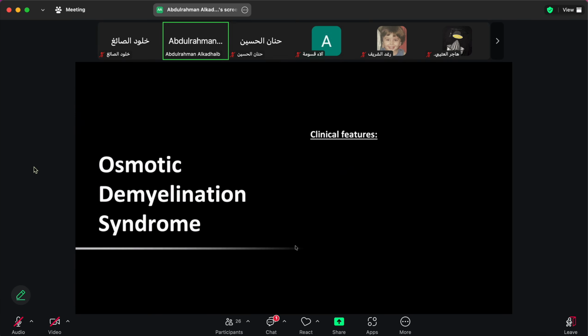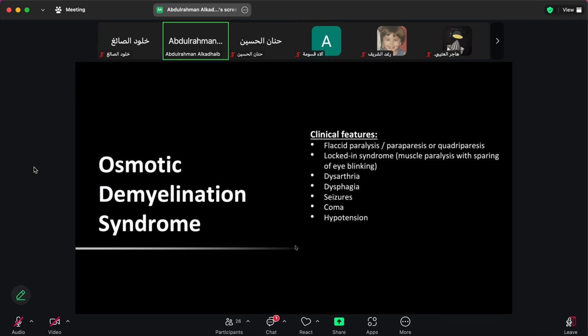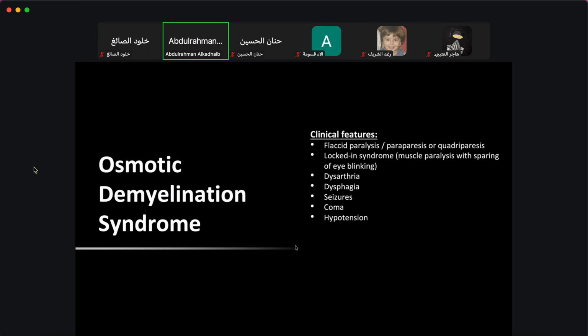So the neurological symptoms of this syndrome, think about it as if it was stroke symptoms. The patient may present with paralysis, dysarthria, or difficulty in speech, and dysphagia, and in very severe cases, seizure, coma, and, as you said, possible arrest and hypotension.